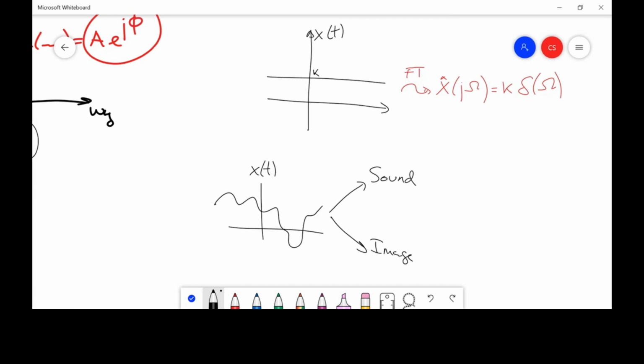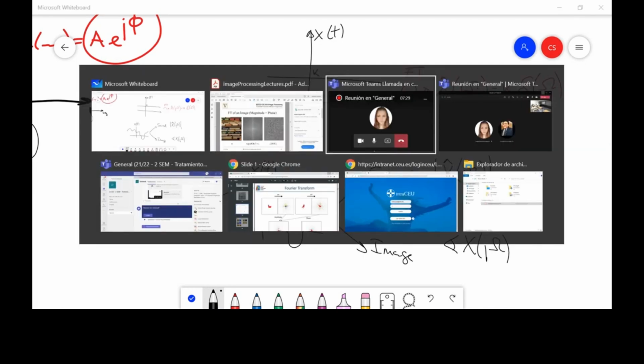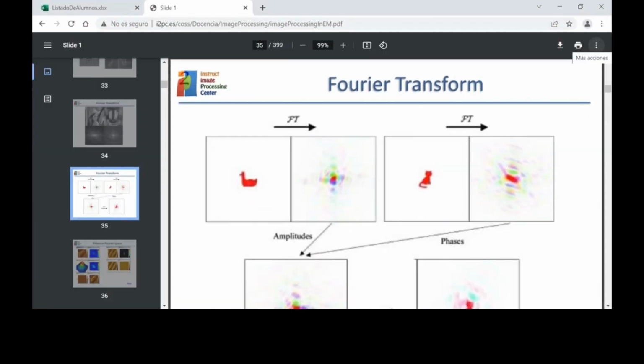So if you do the Fourier transform of things, we are mostly sensitive to the amplitude. So what we hear is the amplitude of the Fourier transform, mostly. And what about images? What we see is the phase, mostly. And there is an interesting way to show that. Okay, and it is the following. This is what I have, some other slide.